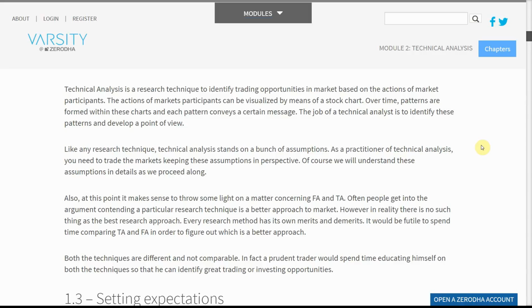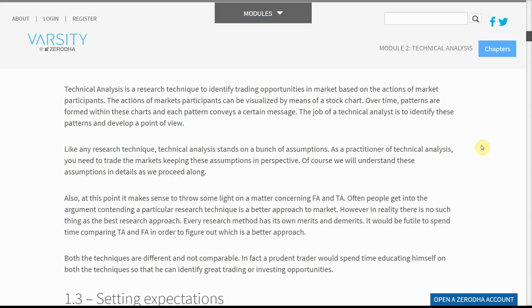Like any research technique, technical analysis stands on a bunch of assumptions. As a practitioner of technical analysis, you need to trade the markets keeping these assumptions in perspective. Of course, we will understand these assumptions in detail as we proceed along.